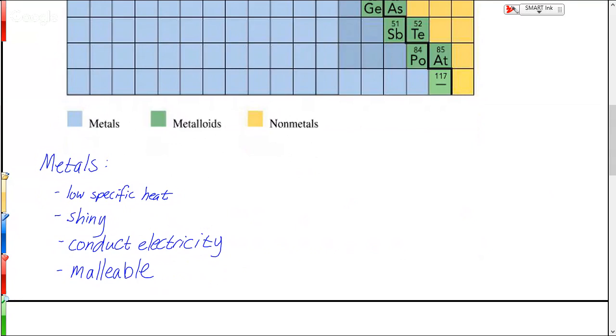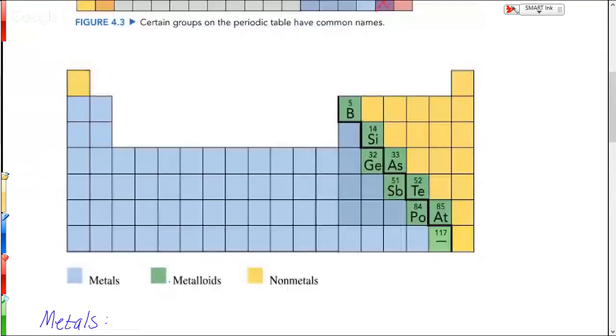So we can list the properties of metals and just say the properties of nonmetals are the opposite. So nonmetals usually have higher specific heat. They're usually dull, are colored but not shiny. They do not conduct electricity generally. They're insulators, and they're brittle. They're not malleable. They fall apart, they break, they shatter, however you want to describe that. So that describes the two extremes of the periodic table. What about these green things in the middle? So what do you think would happen there?